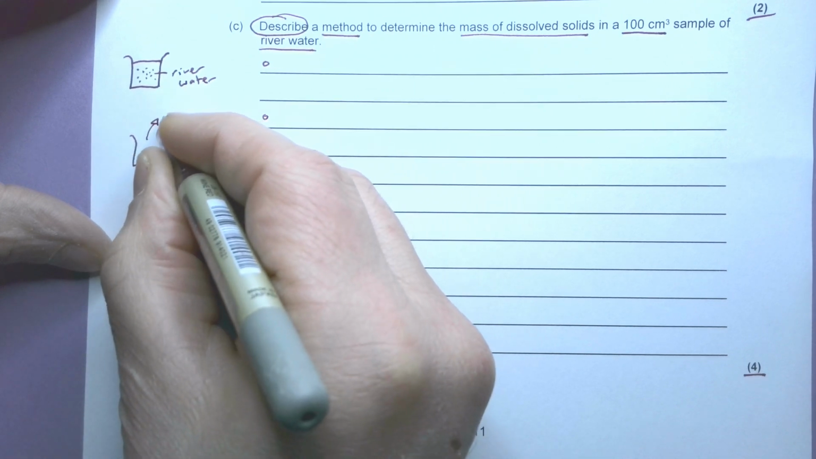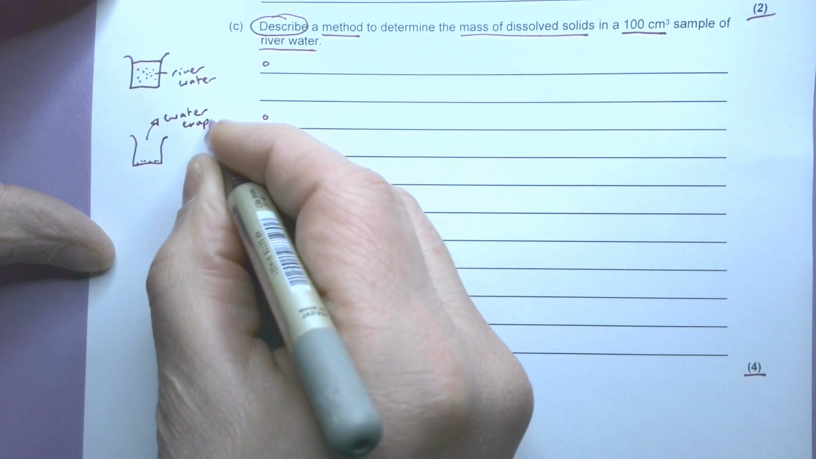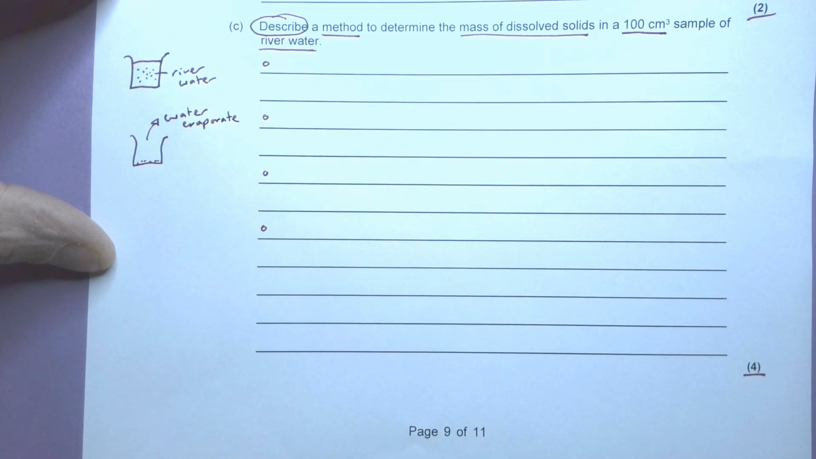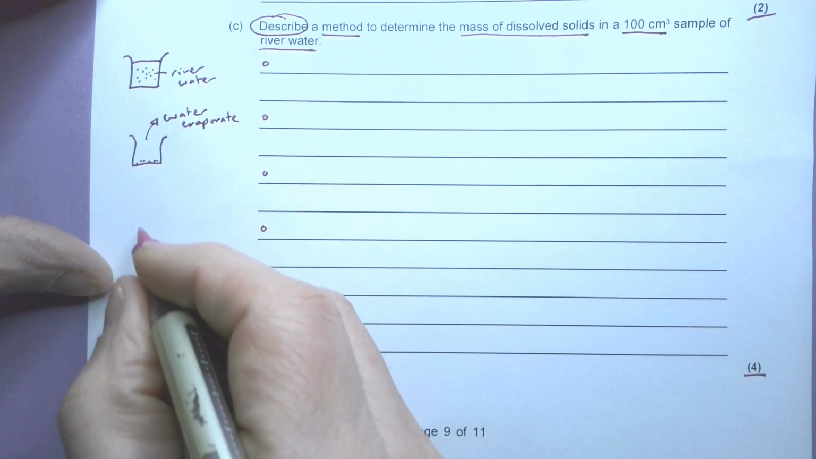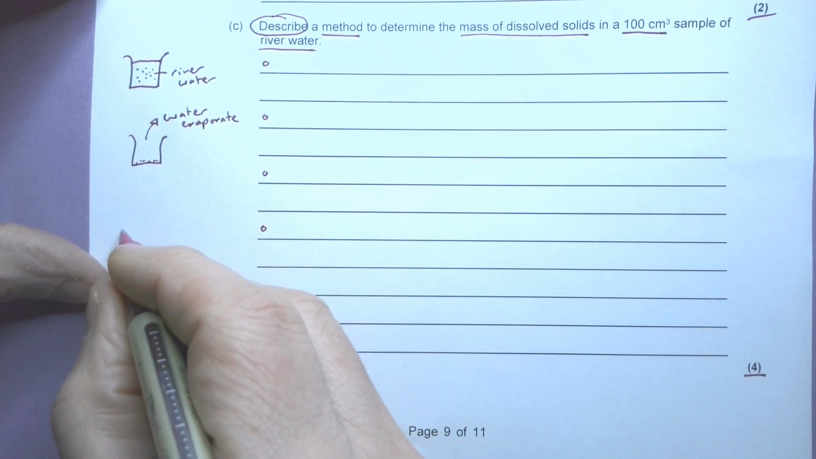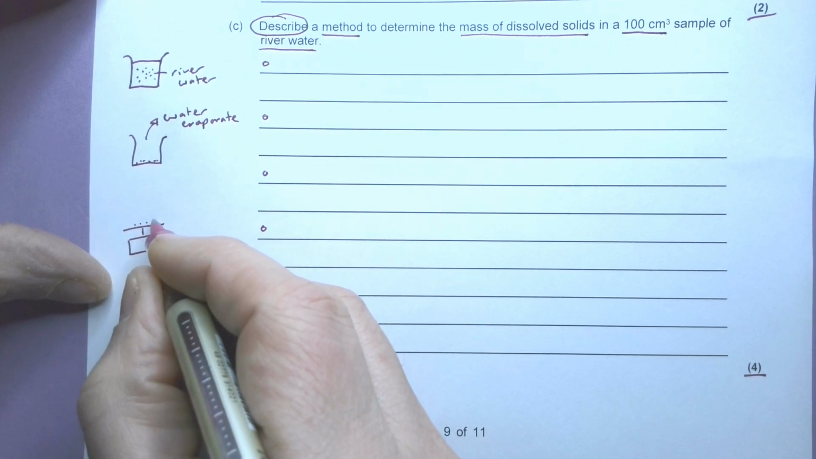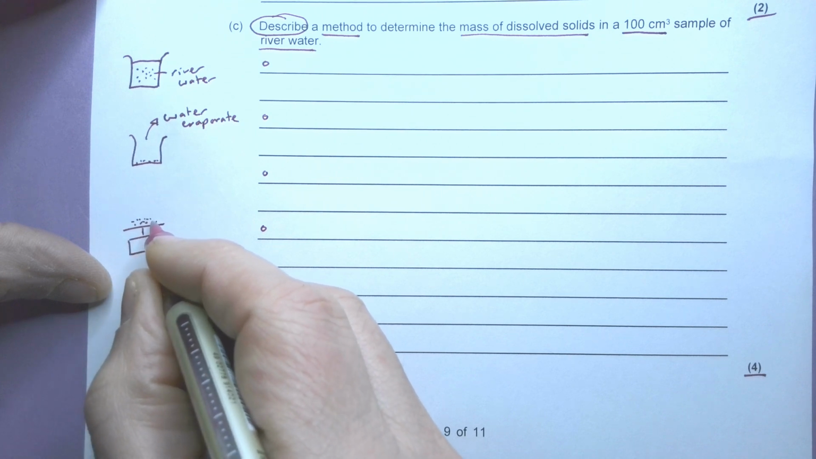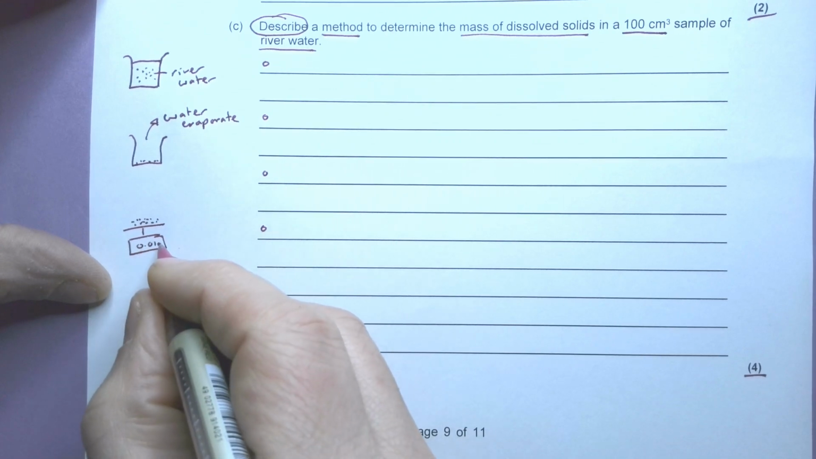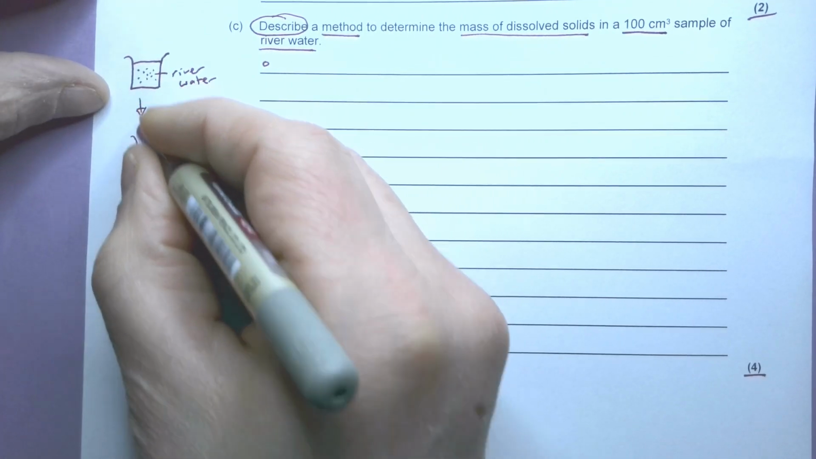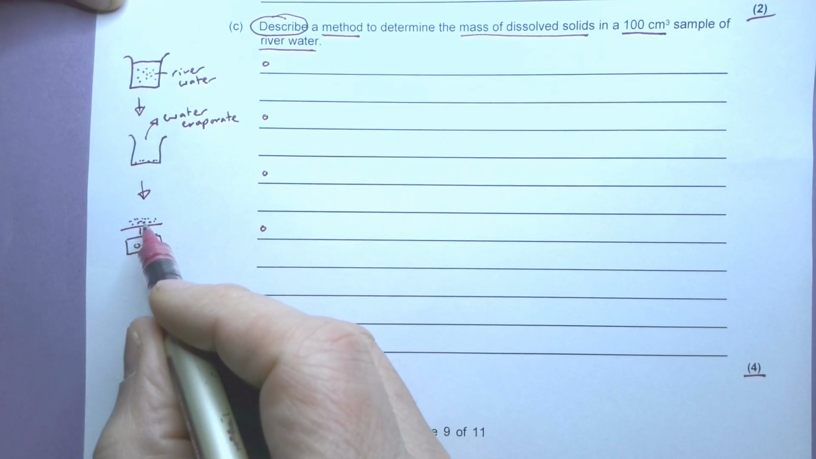So I'm going to let the water evaporate, or I might boil it. It doesn't really matter, but I need it to evaporate off or to boil off. And I'm then going to weigh, I'm then going to find the mass of those salts, those dissolved things there. Okay, so I've got an idea in my head of how it's going to happen. So I need to think about what I'm going to do.